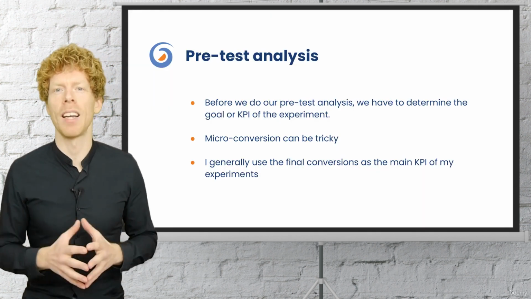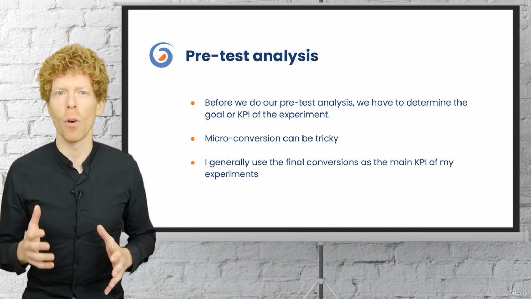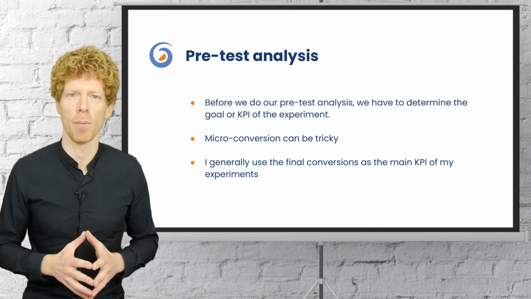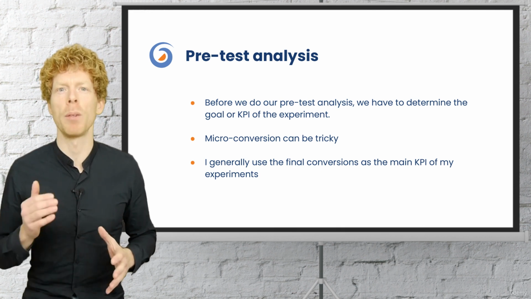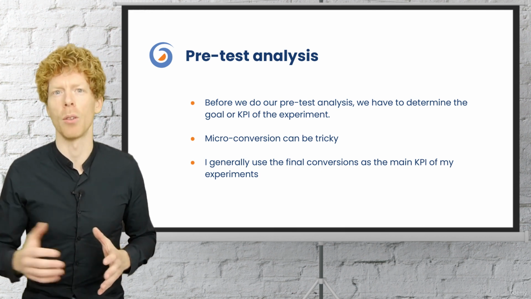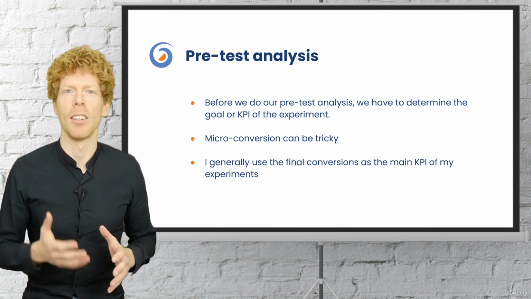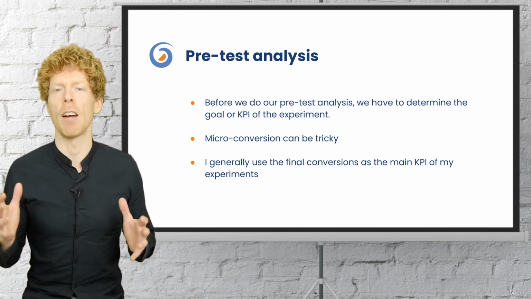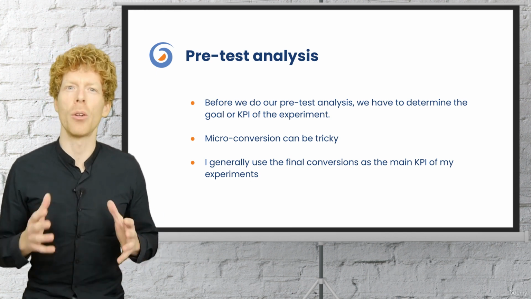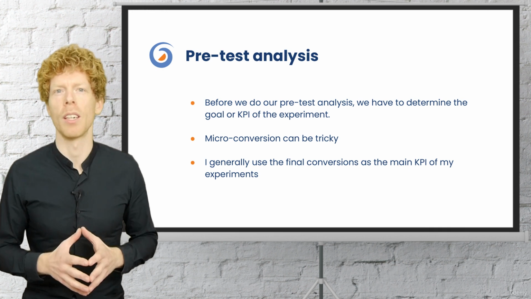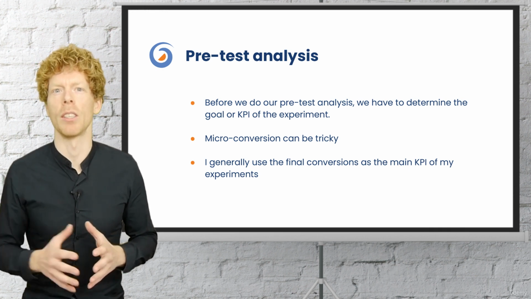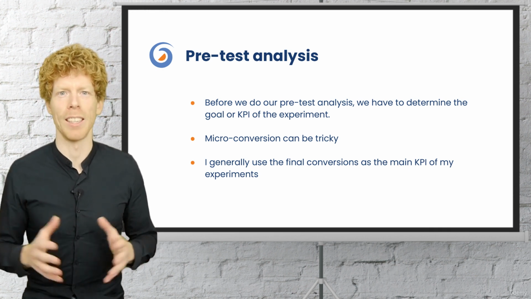Before we do our pre-test analysis, we have to determine the goal or KPI of our experiment. In most cases, this will simply be the final conversion in a funnel. So a transaction, a sign-up, or in some cases, the average order value. You could also use a micro conversion, like an add to cart or checkout visit. But this can be tricky.